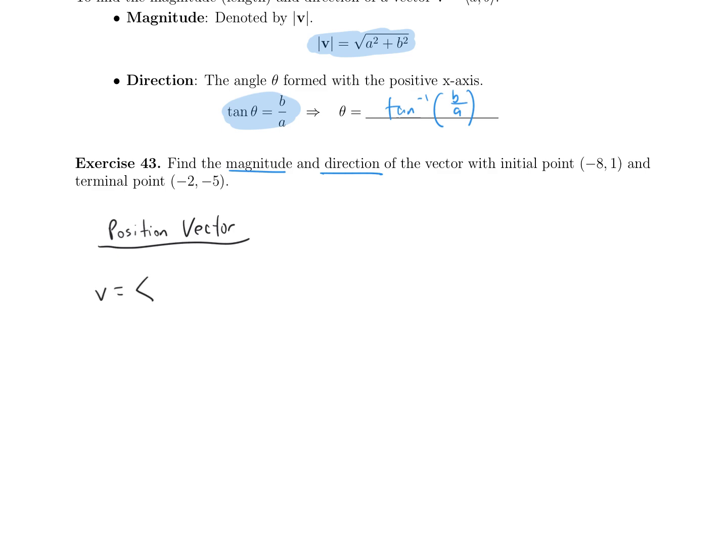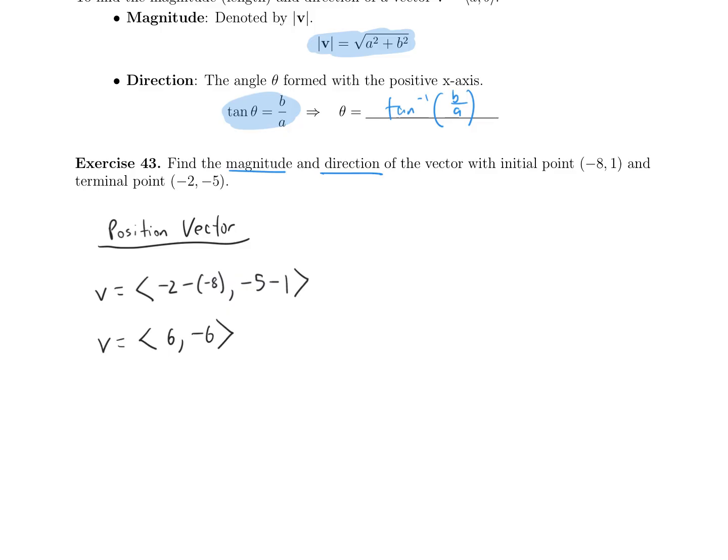All right, subtract the x coordinates, so negative 2 minus negative 8. Careful with those double negatives, comma, negative 5 minus 1. So you should get 6, comma, negative 6.